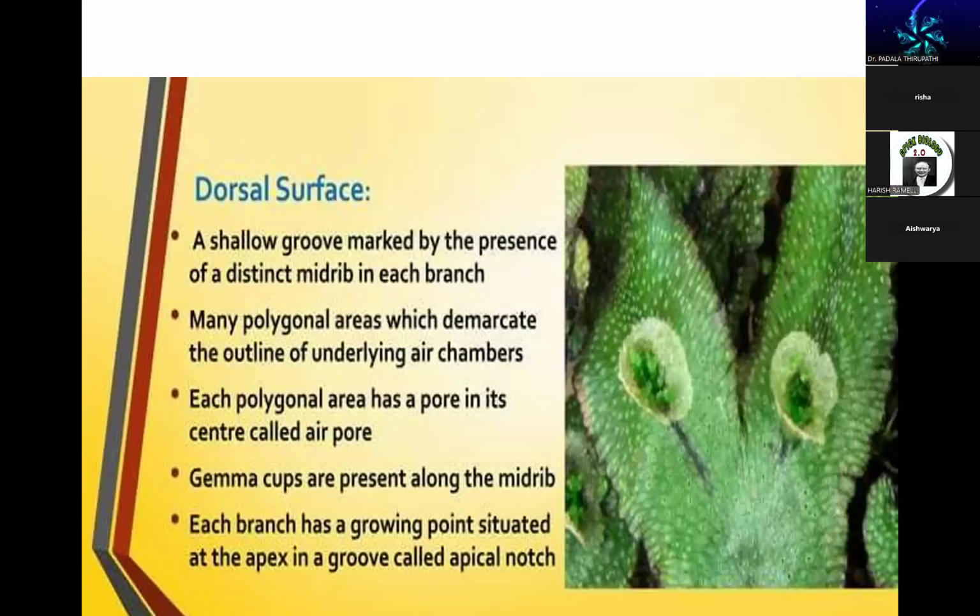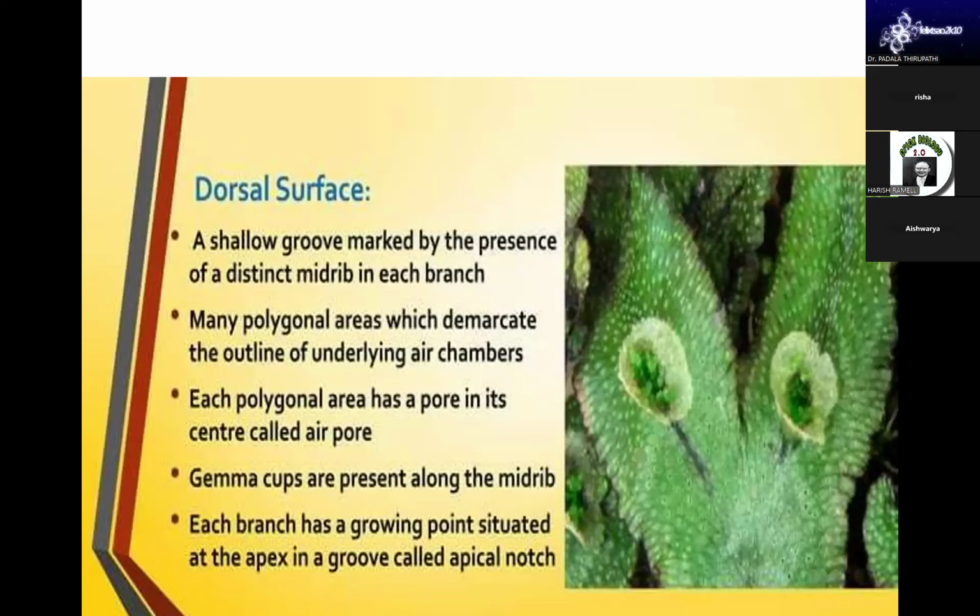And along with air pores on the dorsal side, you'll see the gemma cups. The whitish cup-like structure, in which you're seeing green-colored structures, is gemma. That complete white structure is called a gemma cup. Gemma cups are present along the midrib, so that you're seeing in the diagram clearly.